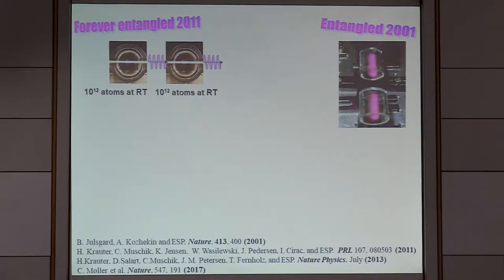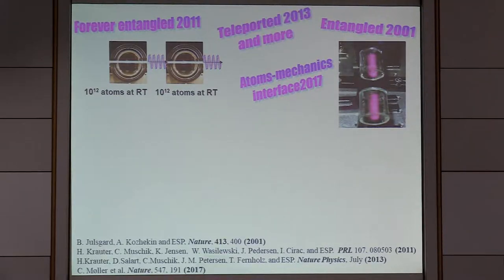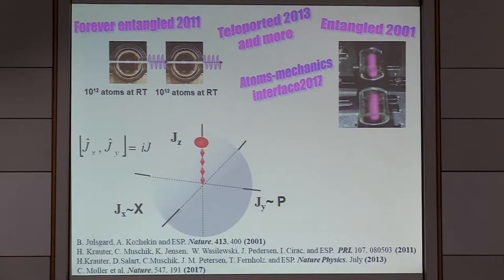So we've been playing with those ensembles of atoms for quite a while. Starting in 2001, we demonstrated the entanglement of two 10^12 atom objects at a meter distance. And then we generated entanglement by dissipation, which we called forever entangled. And then what I'm going to talk about mostly today will be atoms mechanics interface, teleportation, and so on.